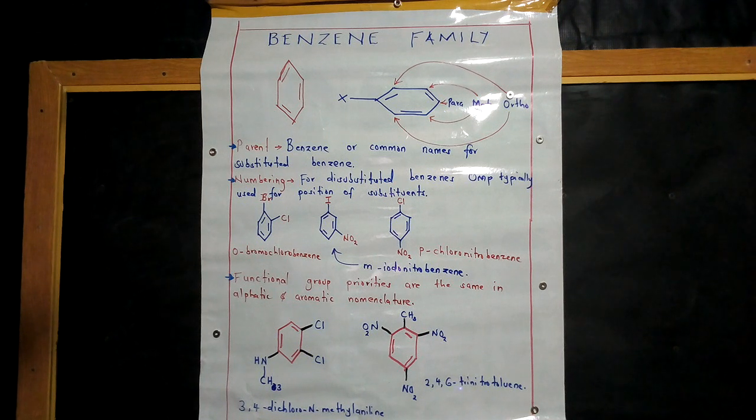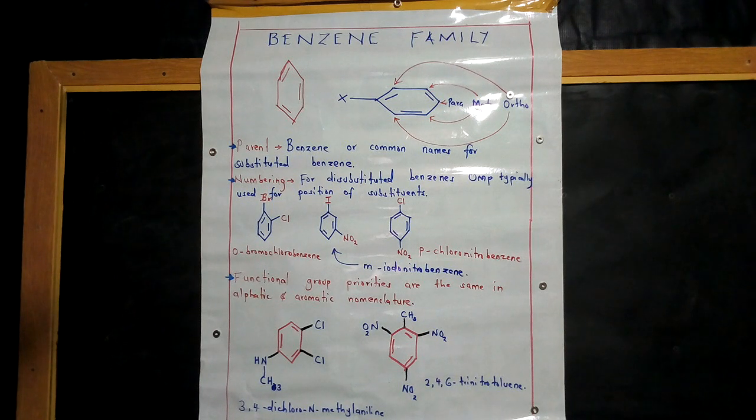So for the second one, we have a nitro group at point number 2, point number 4, and point number 6. So these are trinitro. And then this substituted benzene is known as toluene. So we shall have 2,4,6-trinitrotoluene.